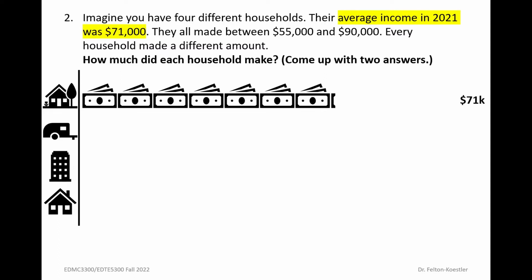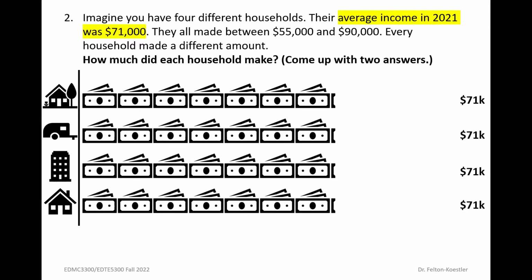And I'm going to notate that as 71K just to save a little space on the screen here. And then I'm imagining that's true for all of them because that's the fair share definition of mean. And so altogether, they made $284,000. And that's a key piece of information I'm going to use.